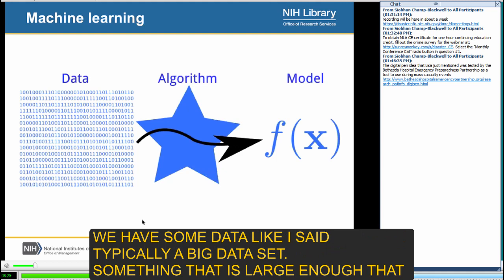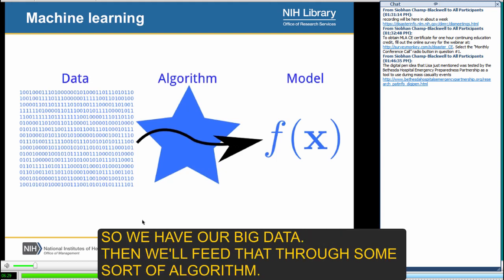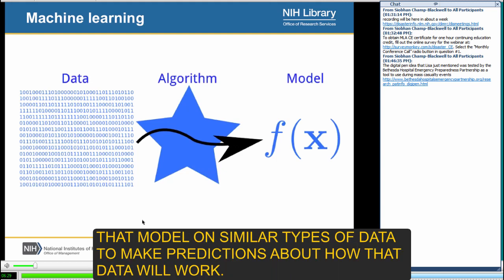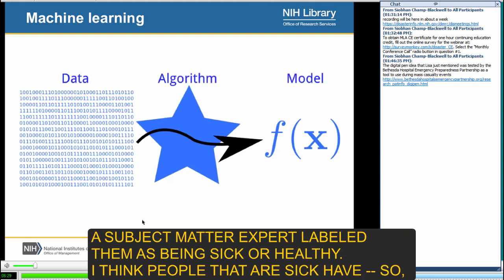So we have some data, like I said, typically a big data set, something that is large enough that it's going to be difficult for us humans to look at it and say, oh, yes, I see a pattern. So we have our big data, and then we'll feed that through some sort of algorithm, and that algorithm will help us to find those patterns, and from that we'll be able to develop a model, and then we can use that model on similar types of data to make predictions about how that data will work. So I'll give you a couple of examples of how this works, and hopefully this will make sense.